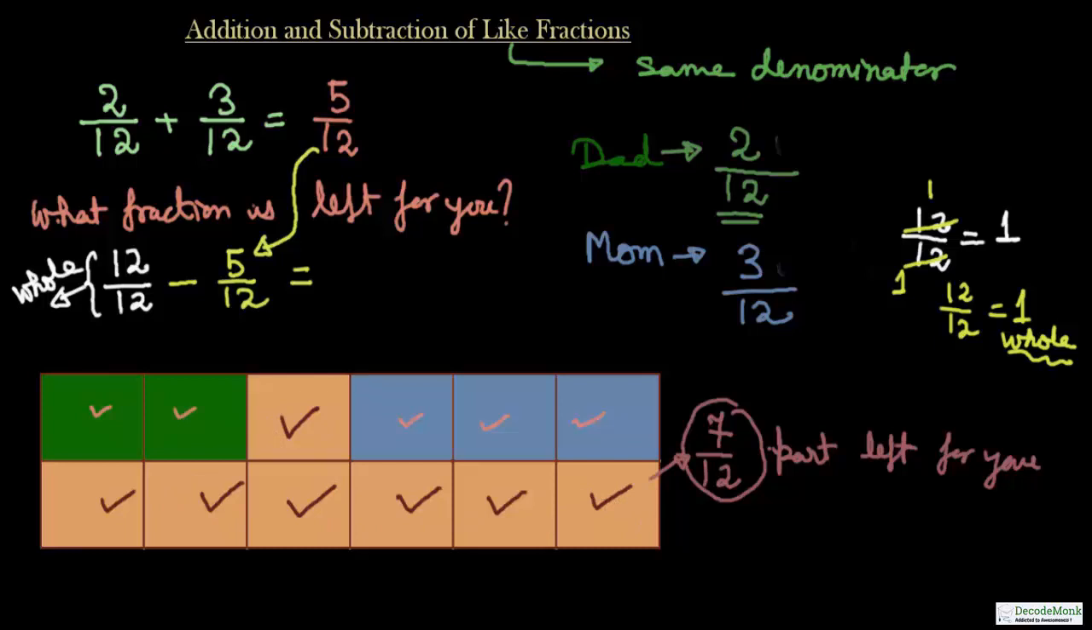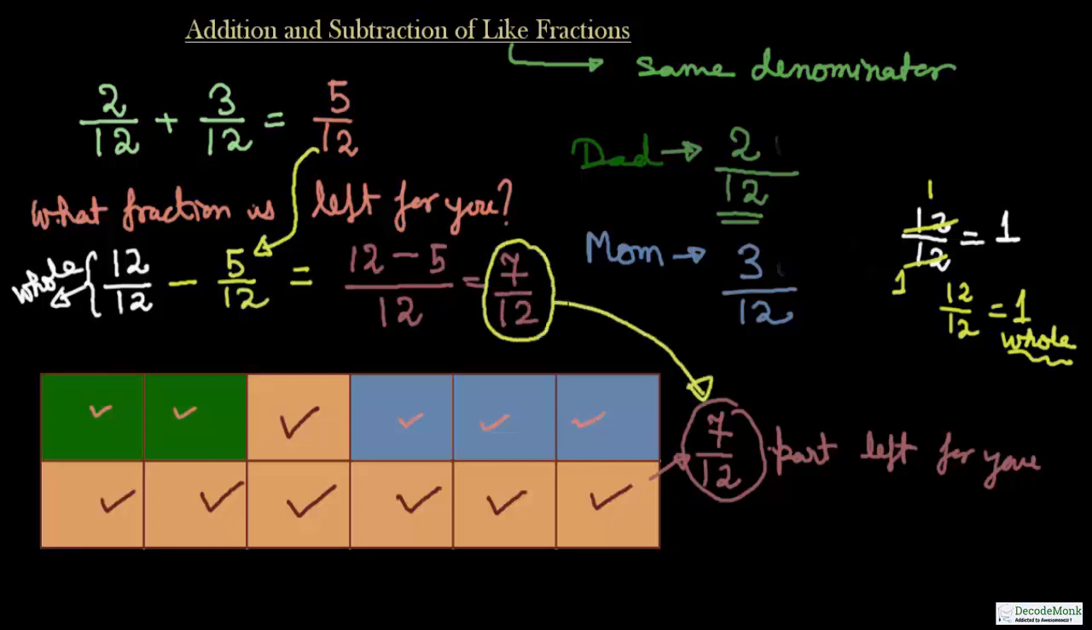Now how can you do this mathematically without having to draw such a picture? Here again, we can subtract the numerators, 12 minus 5, and keep the denominator the same. 12 minus 5 equals 7, keeping the denominator the same. It is a great achievement that we have arrived at the same answer pictorially by drawing a diagram and also by doing the problem mathematically through simple subtraction of numerators. This is how we carry out addition and subtraction of like fractions.